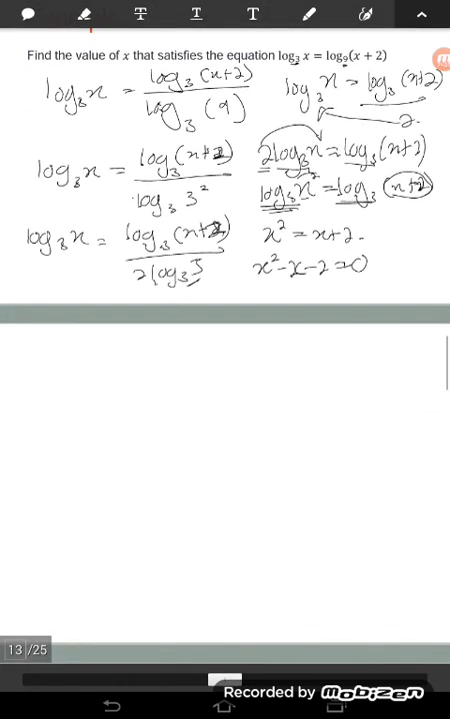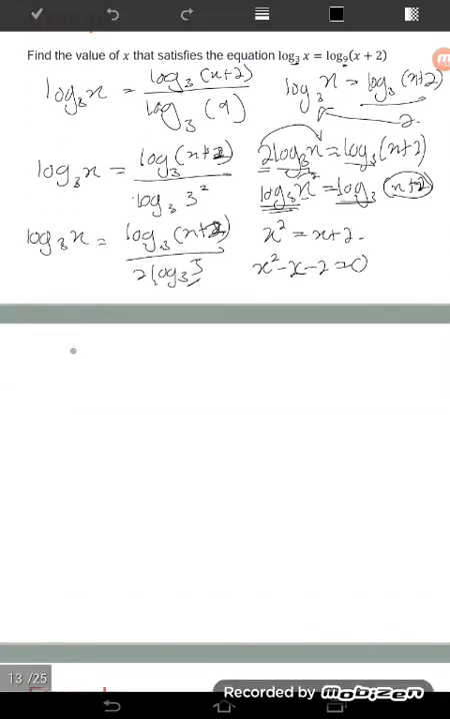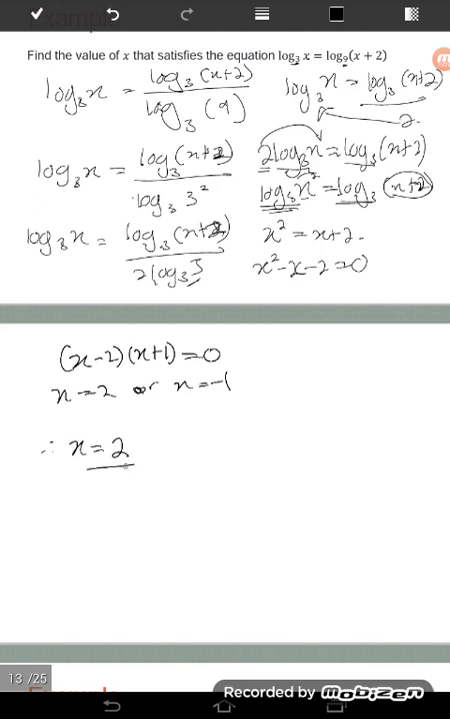And then factorize. Okay, so factorize we will have x minus 2 and x plus 1, which is equal to 0. Okay, therefore we have the answer x equal to 2 or x equal to negative 1. Okay, so again, if x is negative 1, kalau kita masuk log 3 negative 1, so inside the log is negative. Okay, so the answer is undefined. Ataupun dalam calculator dia akan tulis syntax error. So therefore we take the value of x which is equal to 2. Okay, so kita ambil 2.